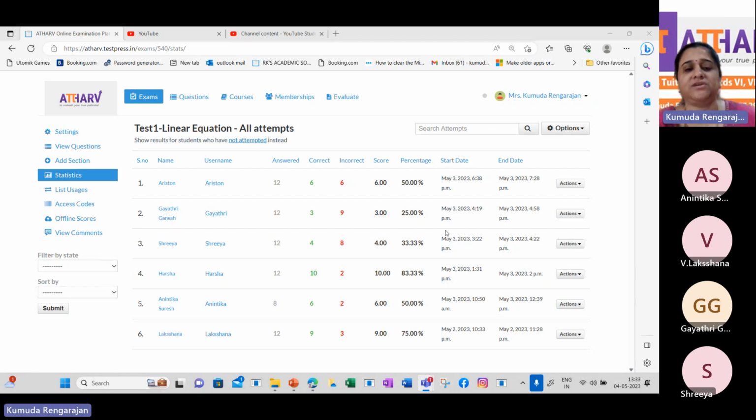Gayatri, the answers kept changing, meaning when you go to the next one, the answer you selected earlier changes, is it? Yes, ma'am. Did the same thing happen to anyone else here? No, ma'am. Because that's quite unlikely, answers changing, but okay, Gayatri. Oh, that's why you've got 9 incorrect, is it, Gayatri? Yeah, ma'am.